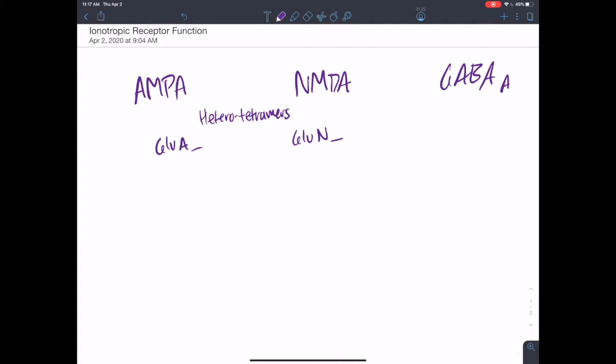The GABA A channel is actually going to be heteropentameric. So whereas tetra means 4, penta means 5. So this is going to be a channel composed of 5 different GABA subunits, or GABA receptor subunits.